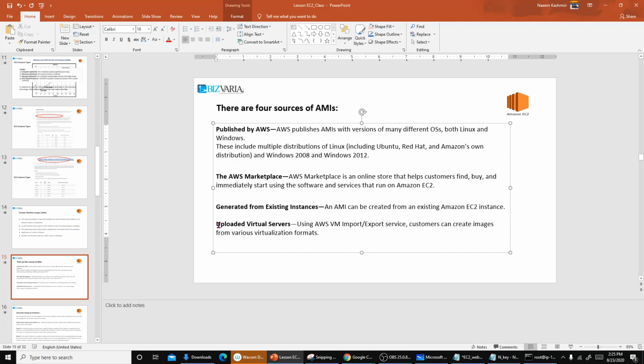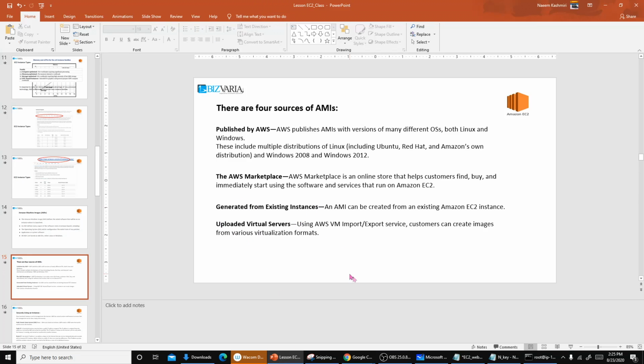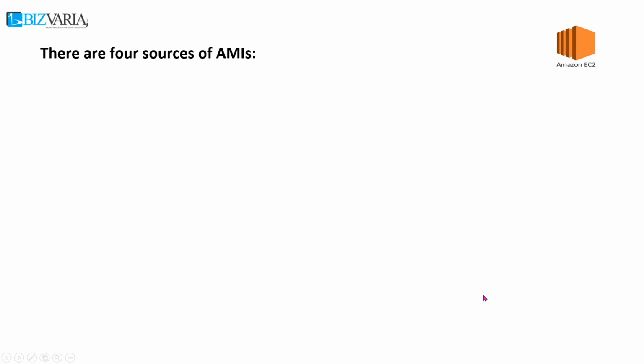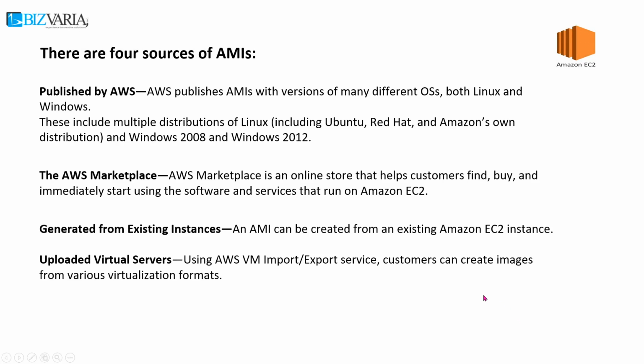And the other thing is upload virtual server. What is it talking about? When some company is already running their system, and they have their own private environment, they are not using the cloud. But when they decide to move their system to the cloud, whatever images they are running in their company data center, they can import those images and create the same environment in the cloud. That's what this is talking about here, the import export service.